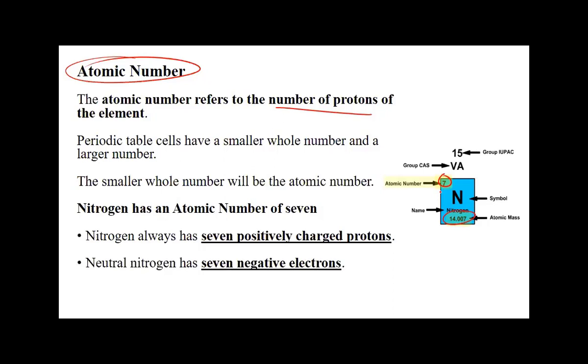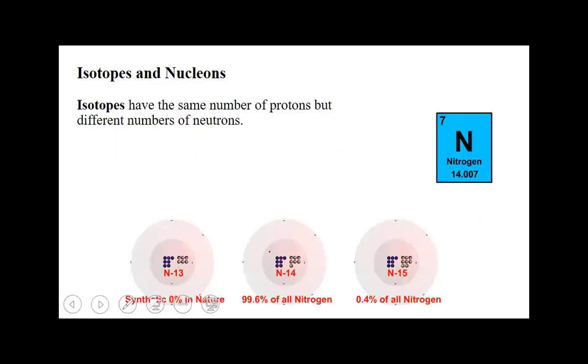And if it was neutral nitrogen, in nature, everything overall is kind of neutral. When there is a proton, there has to be an electron. Well, if it was neutral nitrogen with 7 protons, it would also have those 7 negative electrons. And that gets us to isotopes.